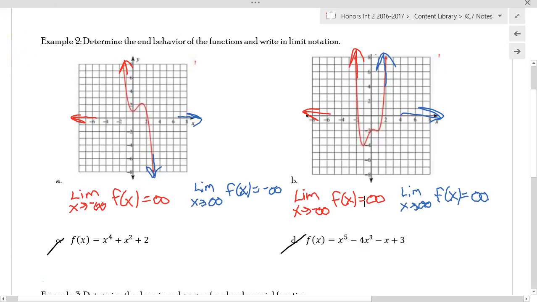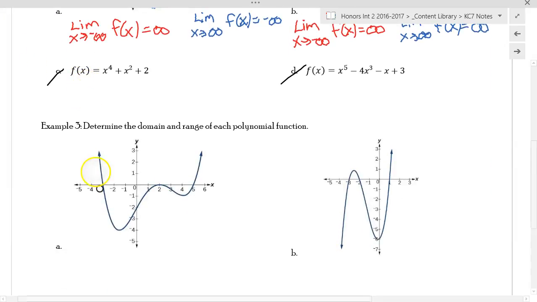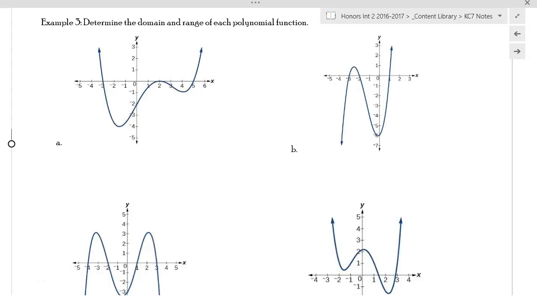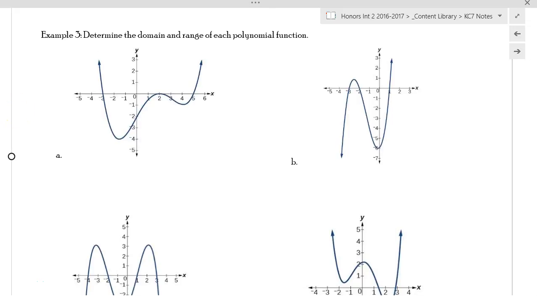Then let's go ahead and look at example 3. So we're done with end behavior. Now we're going to look at domain and range. Domain and range are our x values and our y values. Okay? So we're going to start with our domain. Domain is anything x can be.